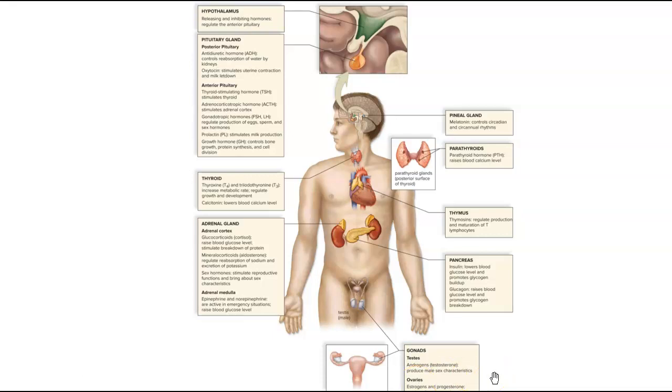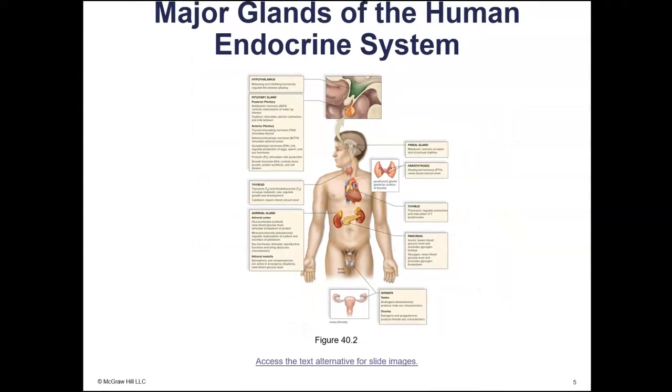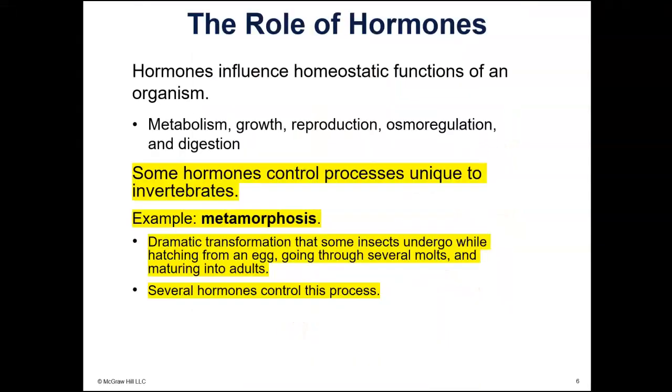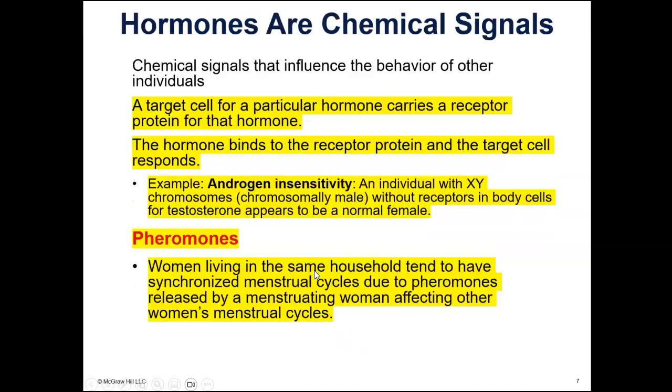So this is really an important slide. It's slide number 5. It's important for you to learn. It will cover a lot of what is covered in this chapter. It's like a summary of this chapter. Okay, this page just talks about how metamorphosis is controlled by hormones. Hormones are chemical signals.